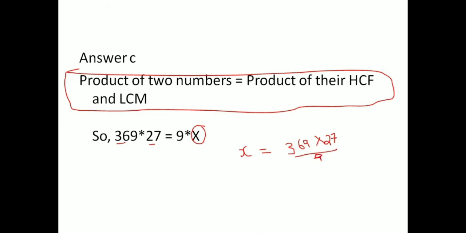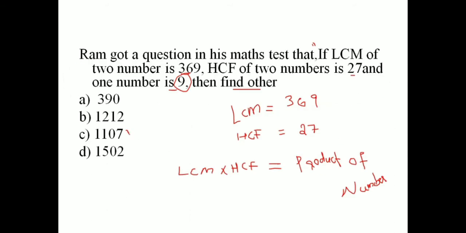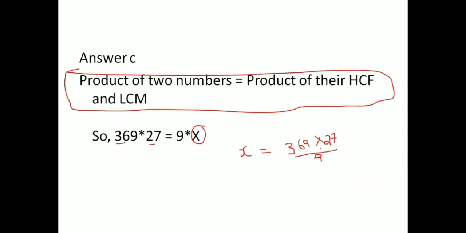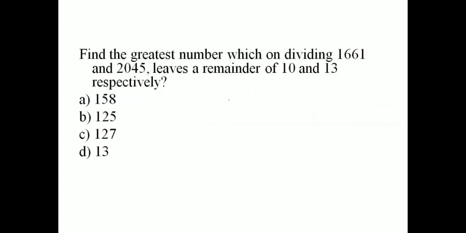So we can calculate the other number. It is option C, that is 1107. So that is the answer. This type of problem you can approach this way. Use this shortcut method: the product of two numbers is equal to the product of their LCM and HCF.